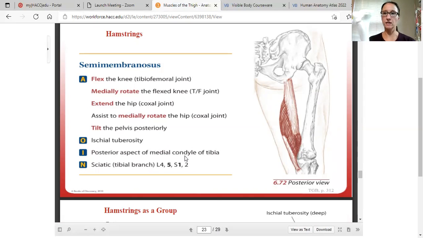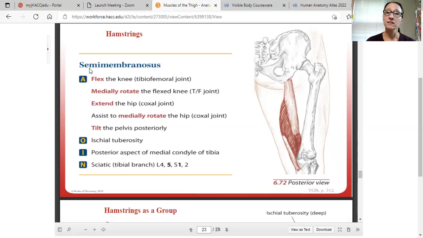So what we're looking at here is the medial side, so medial condyle. These are actually condyles. The tibial plateaus are just the top part here. These are big fat condyles. So if we spin this around, we're talking about right here. Posterior aspect of the medial condyle of the tibia. So right about in there.